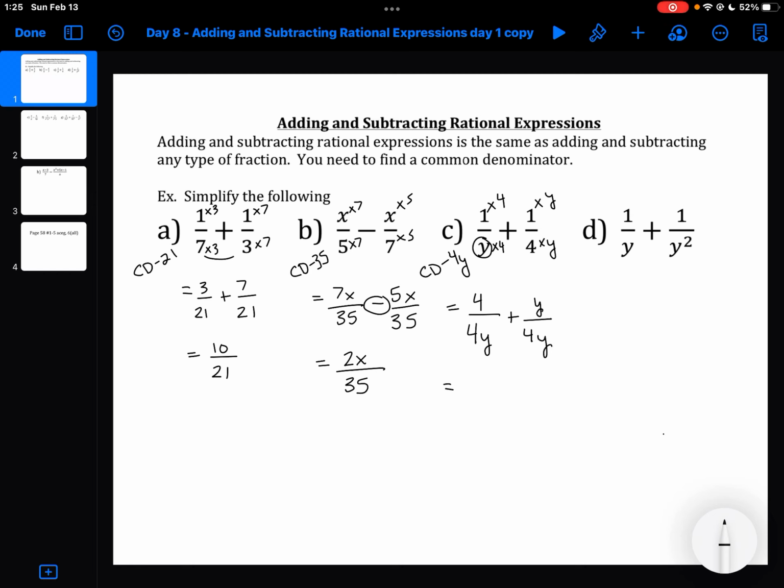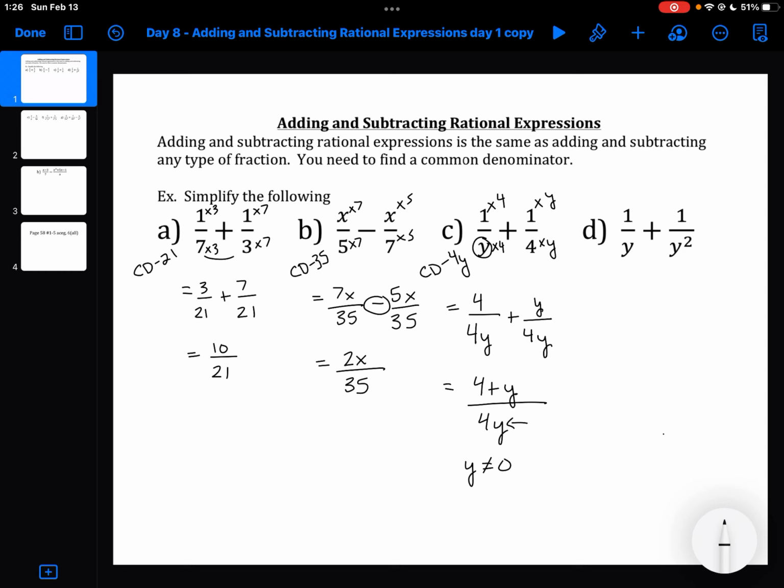In order to add those two together, I'm going to add my numerators, and I'm going to keep the denominator the same. The only other thing I have to add in now is that because I have a y on the bottom, if I substitute in y equals 0, my denominator is going to equal 0. So here I have a restriction that y can't equal 0.